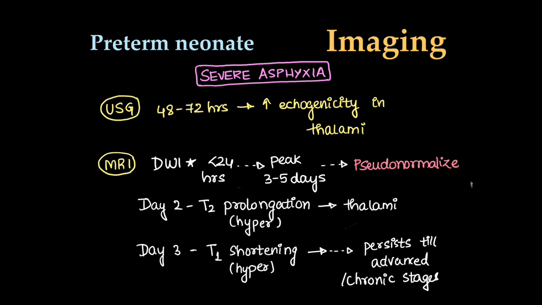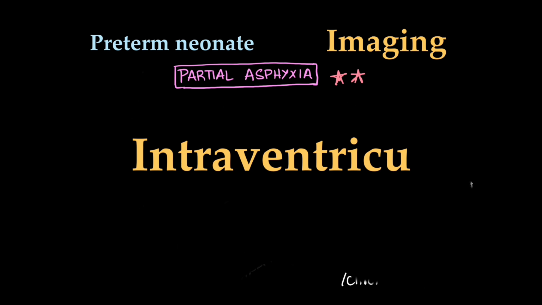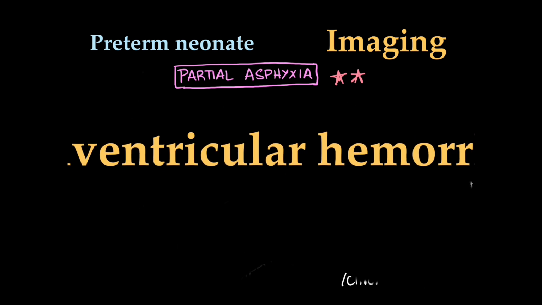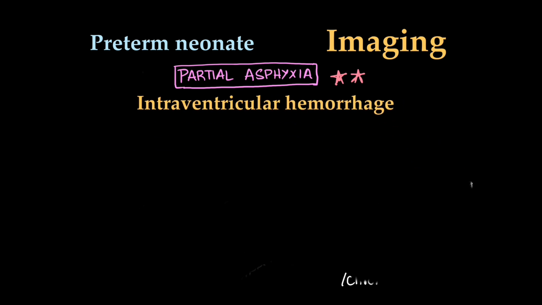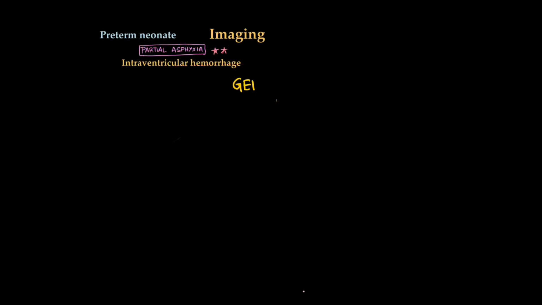Next we'll move on to the most important topic, that is preterm neonate partial asphyxia, that is mild to moderate asphyxia, lesser degree of damage for a prolonged time in a preterm neonate. First important topic is intraventricular hemorrhage. This is what occurs in partial asphyxia. So the prevalence is inversely proportional to gestational age and birth weight. That is, if less gestational age and less birth weight, more involvement. What happens here is germinal matrix hemorrhage.